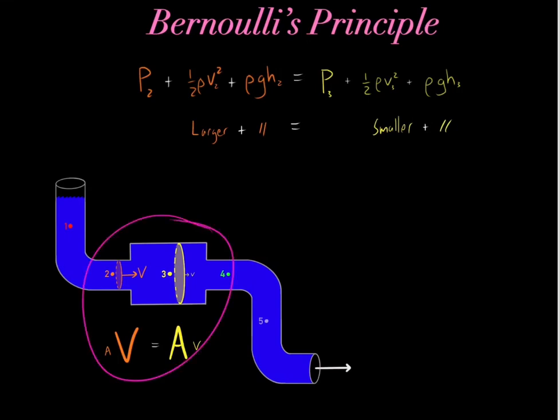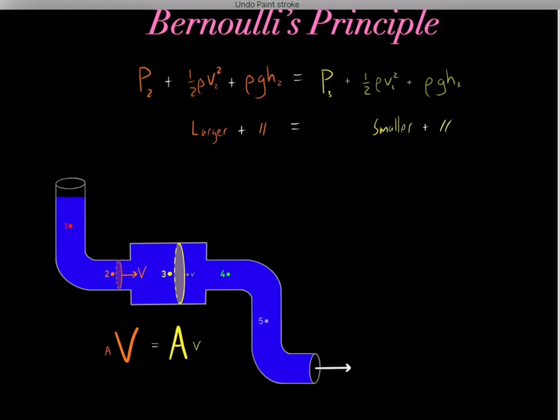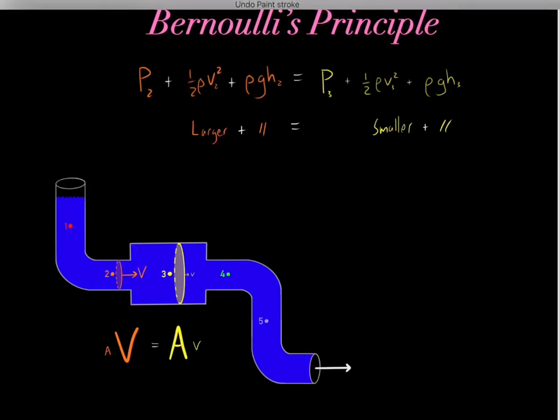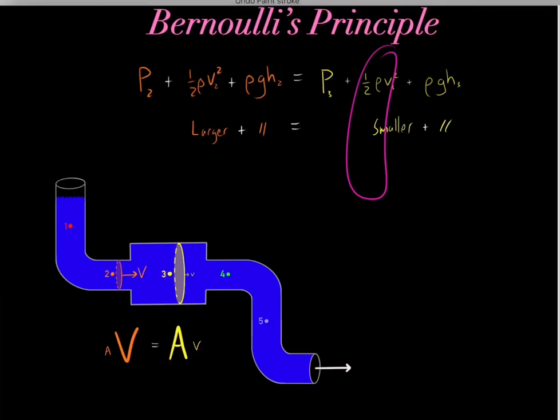However, based on the continuity principle, we know because we have a smaller cross-sectional area at point 2, we have to have a larger velocity at point 2. So therefore, because we have a larger velocity at point 2, we have a larger kinetic energy at point 2. So therefore, we know the kinetic energy at this point 2 is larger than the kinetic energy at this point 3.